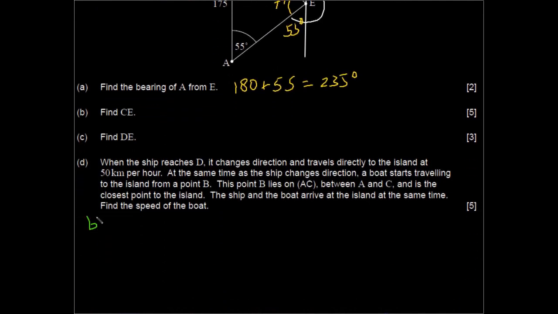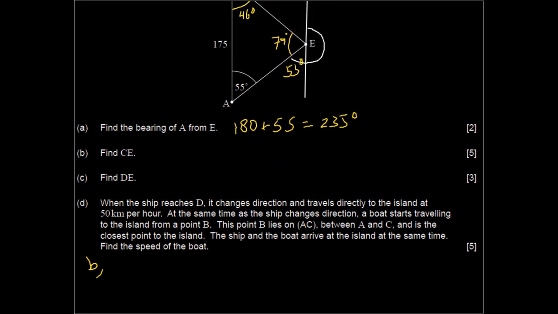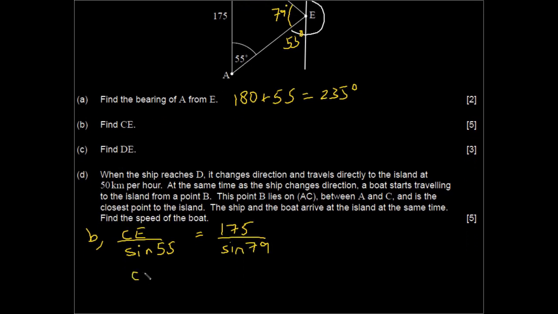So part B, it's going to be CE, which is what we're looking for, over sine 55 is going to equal 175 over sine 79. Alright, so I can rearrange that and say therefore that CE is going to equal 175 sine 55 divided by sine 79. Use my calculator.